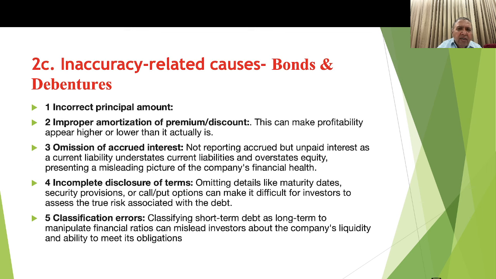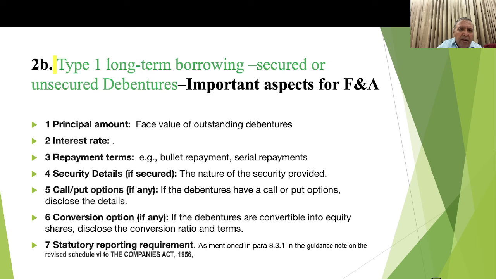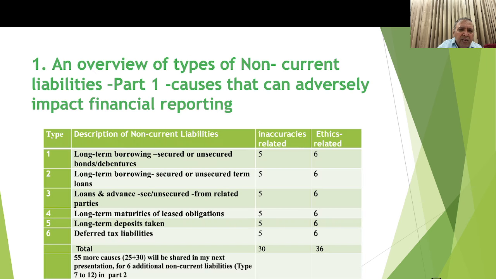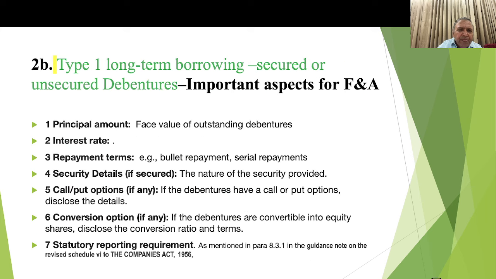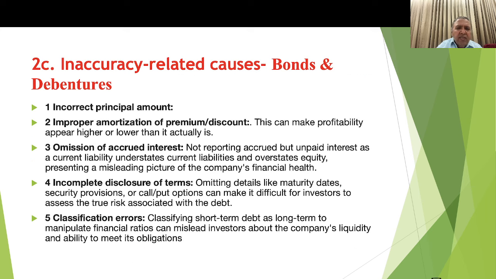Now, inaccuracy related causes, bonds and debentures. Let me go back to the earlier slide. Here I have indicated for the bonds and debentures there are 5 inaccuracy related and 6 ethics related. So, let me go one by one. Now, first is inaccuracy related 5 causes.